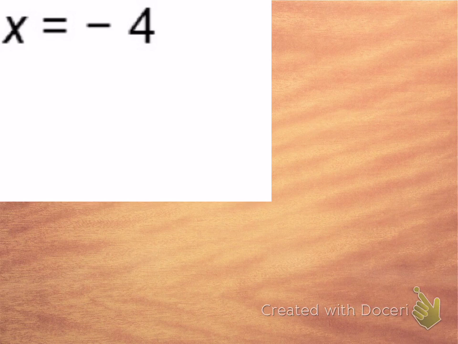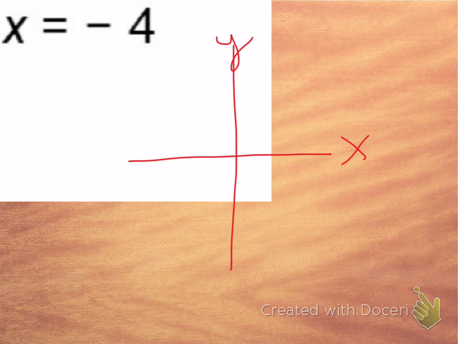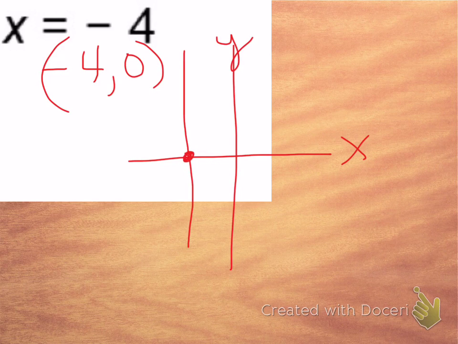Let's try the next one. X equals -4. So I'll make my coordinate plane. Okay, so I'm going to hit the x-axis at -4. So I'm going to go -4, 0. So -4 is right about there, and anything with x equals is going to be a vertical line.